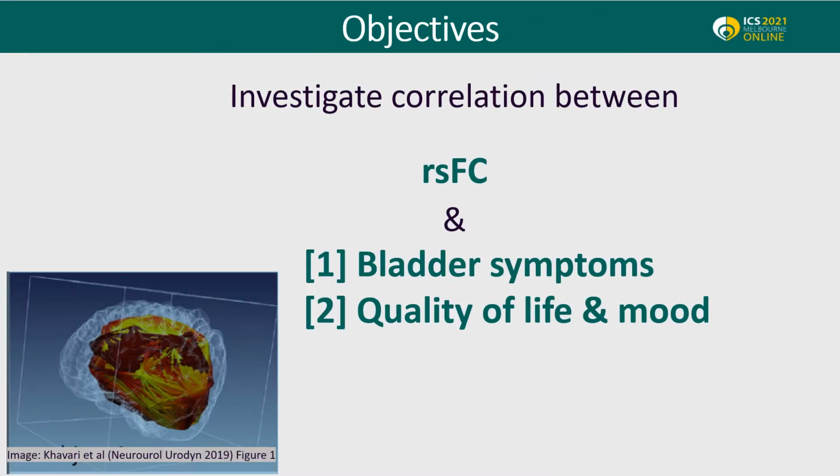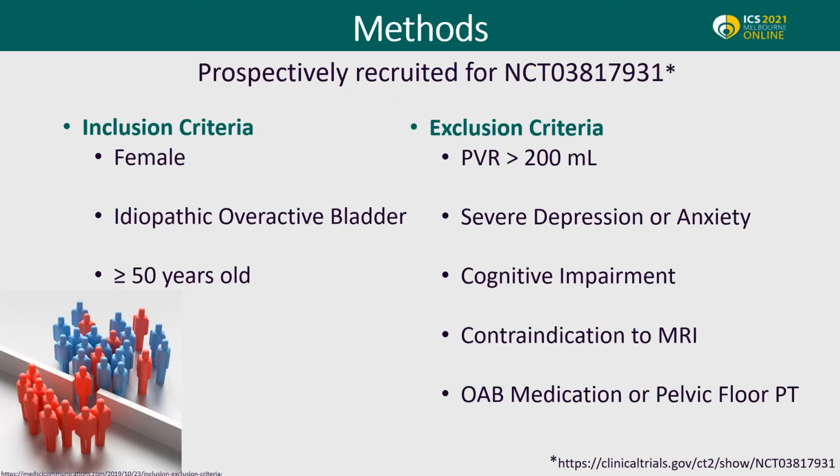Our primary objective for this study was to investigate correlation of resting state functional connectivity with bladder symptoms and, secondarily, quality of life measures and mood disorders. The study cohort was recruited for a clinical trial, and this is a presentation of data prior to randomization.